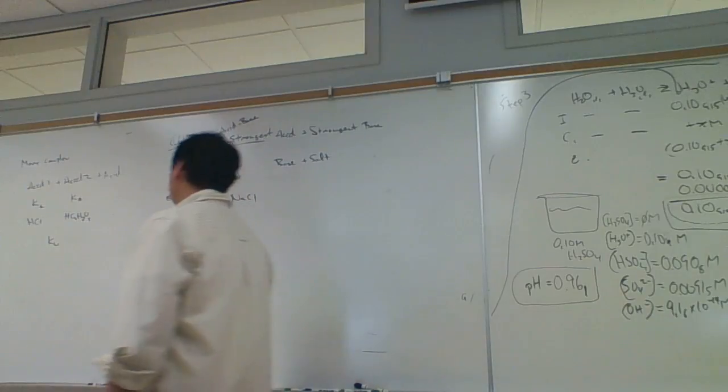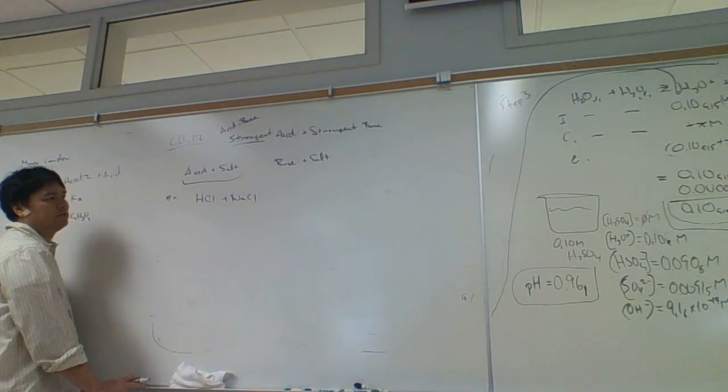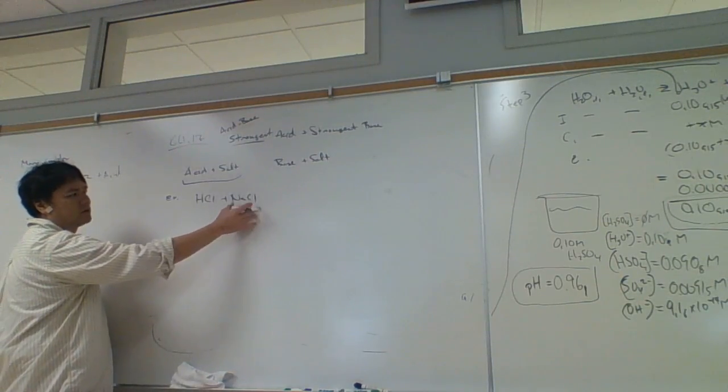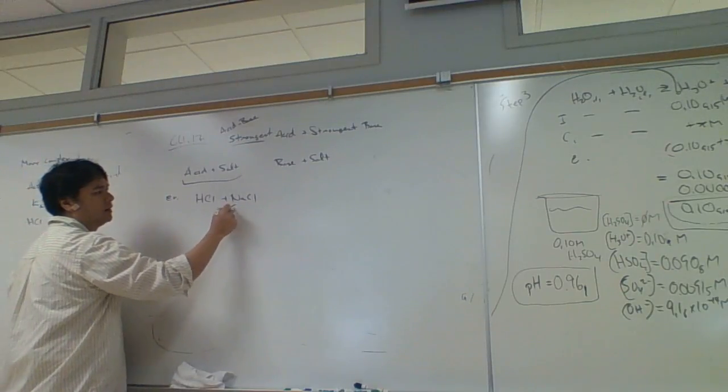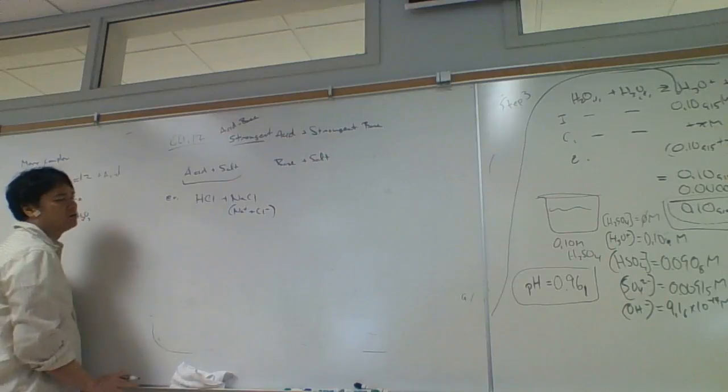If I have an HCl and sodium chloride mixture, the way we'd handle it is we start off with the biggest Ks first. Well, the biggest Ks, we know that sodium chloride is a strong electrolyte. Sodium chloride, automatically, we should know that this is going to consist of sodium ions and chloride ions.